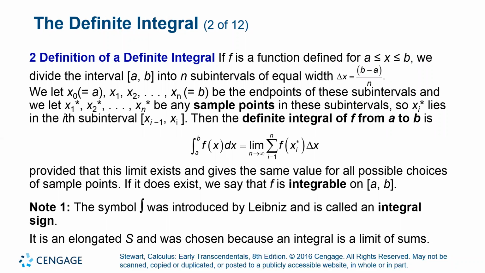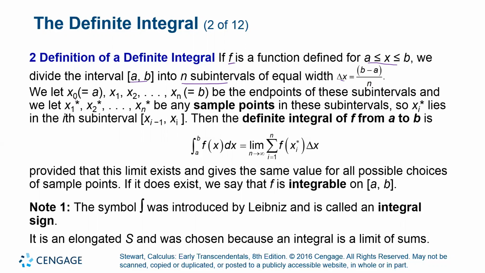Okay, now here is the definition. If a function f of x is defined over a closed interval a and b, and then we divide the interval into n subintervals, or say rectangles, to estimate the area under the curve, then we define delta x as (b minus a) divided by n.